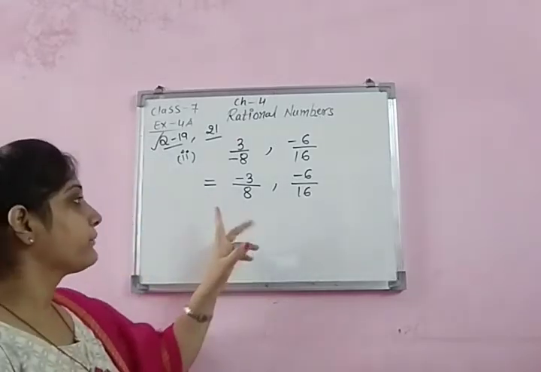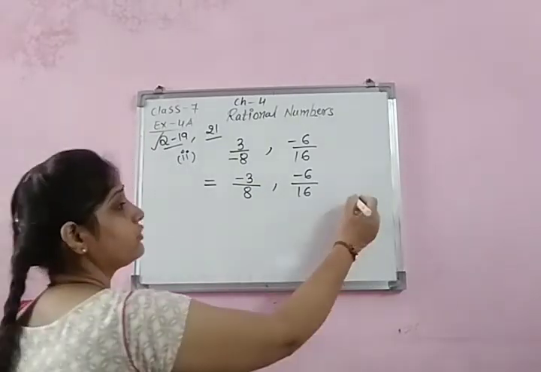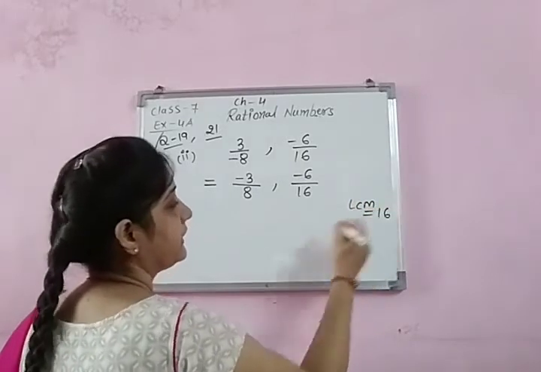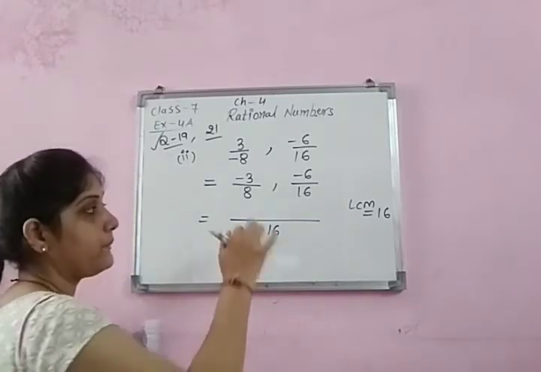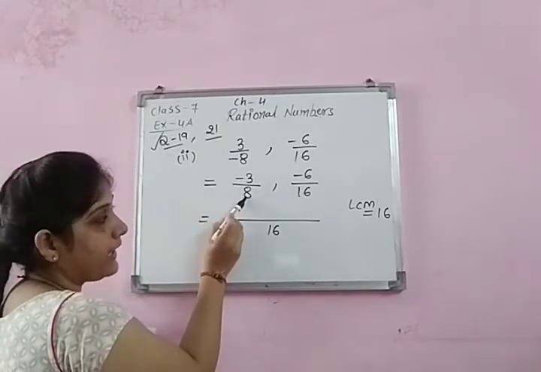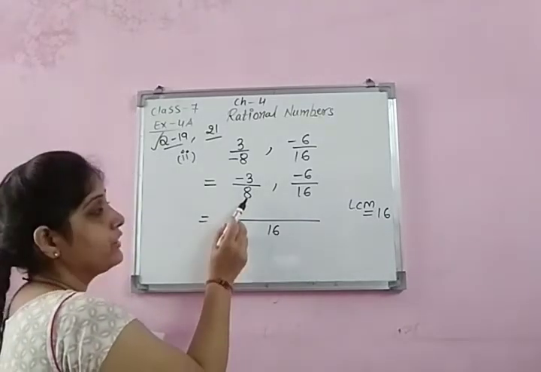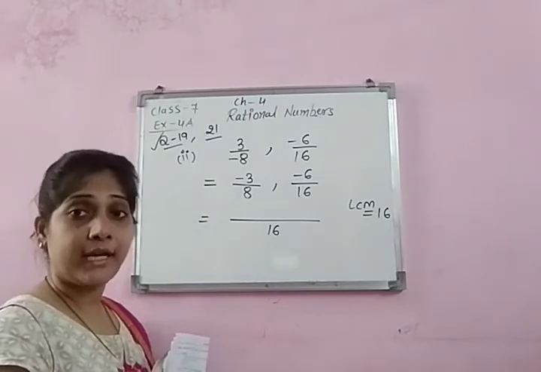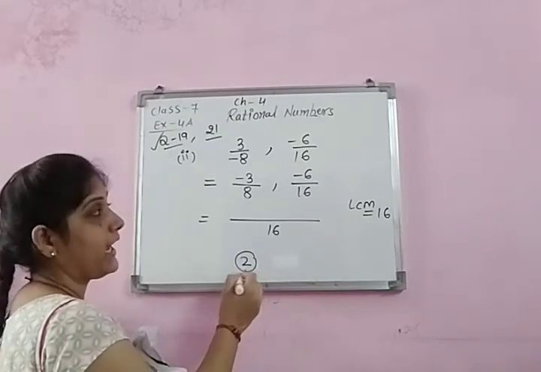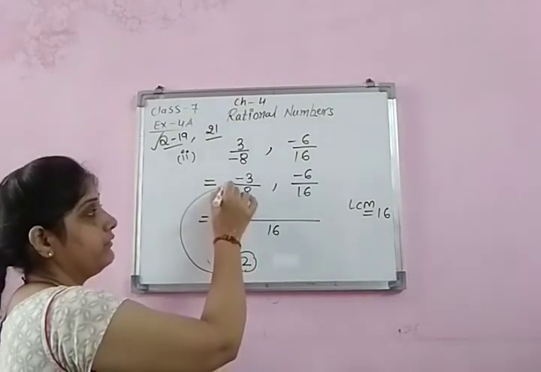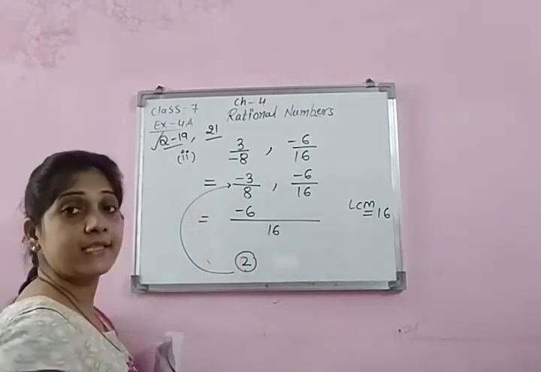Now solve further. Now I have to take the LCM of 8 and 16. So what will be the LCM, children? I think it is 16. We have to write LCM here, by leaving some space. Now divide by the denominator, whatever number is there; you have to divide it by this number. So in the table of 8, tell me 16: 2 times, 8 2s are 16. Now this quotient which you get, multiply it with this numerator. So minus 3 into 2 gives me minus 6.